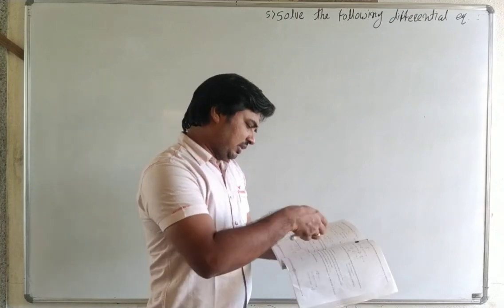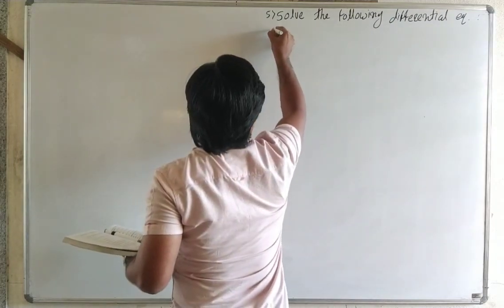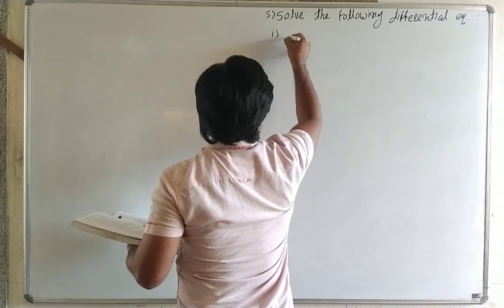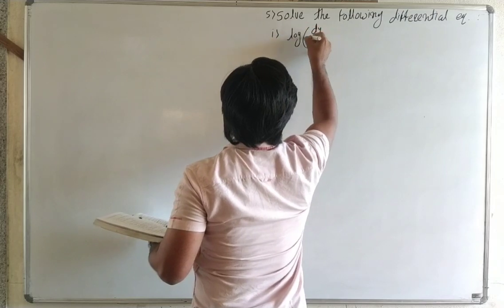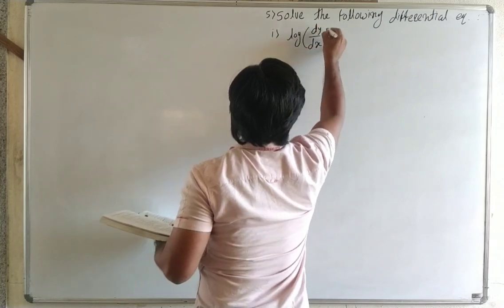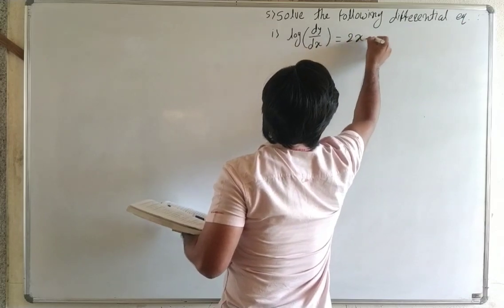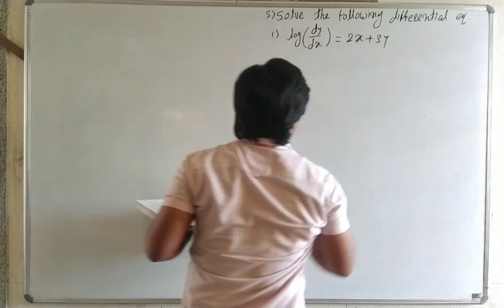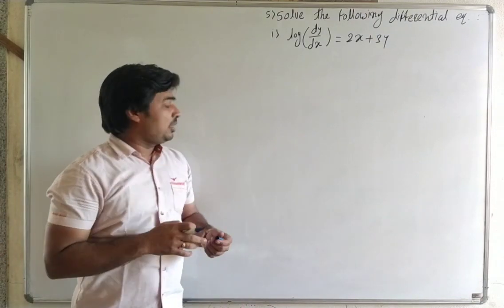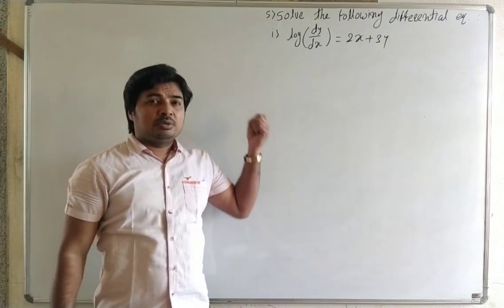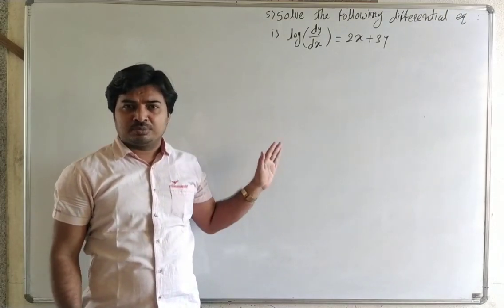Solve the following differential equation. The first question is log of dy by dx is equal to 2x plus 3y. Now this is the given differential equation. First we identify whether it is a variable separable form, a linear differential equation, or a homogeneous differential equation.